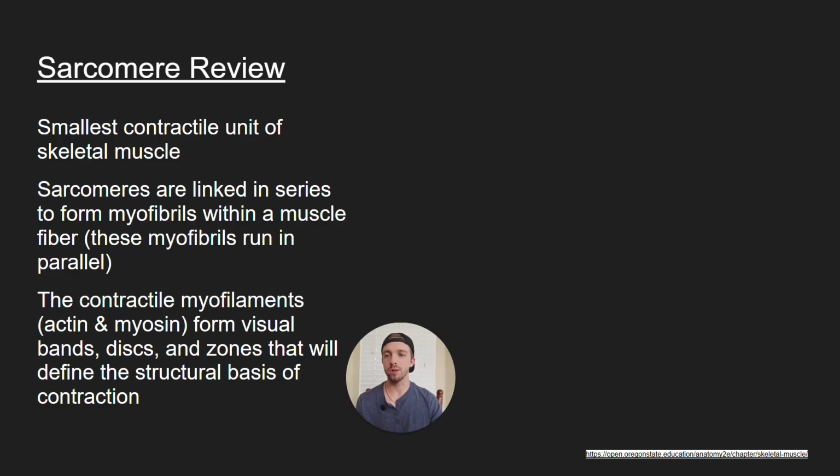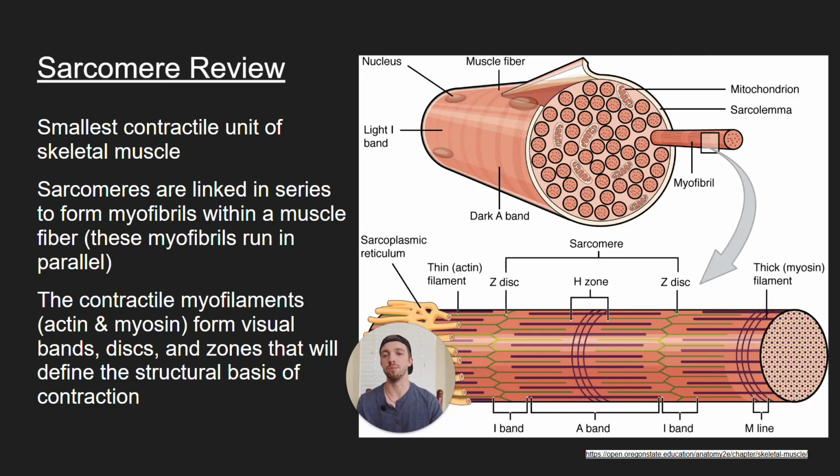So first, we're going to anchor back to our sarcomere from video number 1. Now remember, this is the smallest contractile unit of skeletal muscle. You have a bunch of these sarcomeres linked in series to form myofibrils, which are arranged in parallel to form the cord of the muscle fiber. Now remember, the muscle fiber is the cellular level of skeletal muscle. Even though the sarcomere is smaller, that can be confusing sometimes.